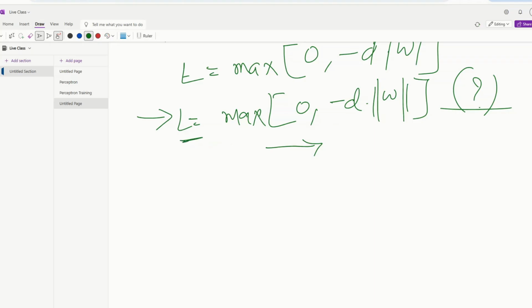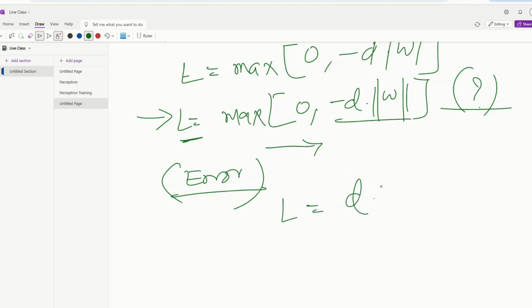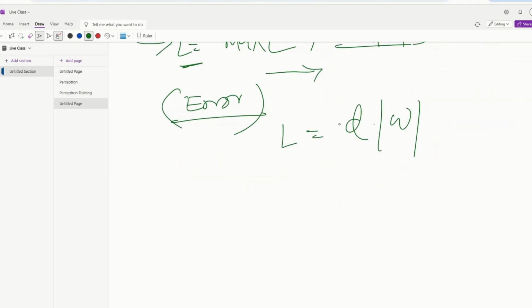We know that if there is no error, then the loss will be 0. We already studied this concept. But let's suppose we have some error. Then this loss function can be written as the max of this, d into the norm. What I want to establish here is that the loss is directly proportional to distance. This is the intuition I want to build.